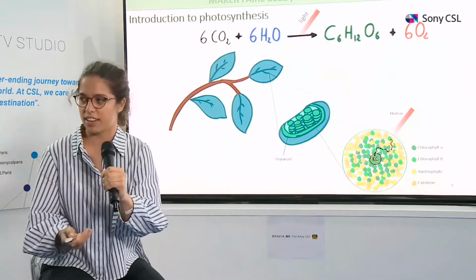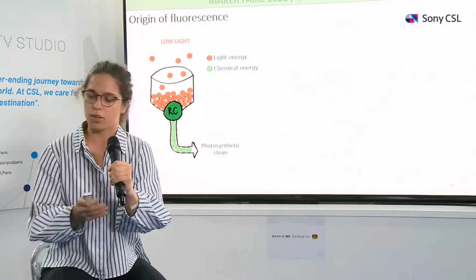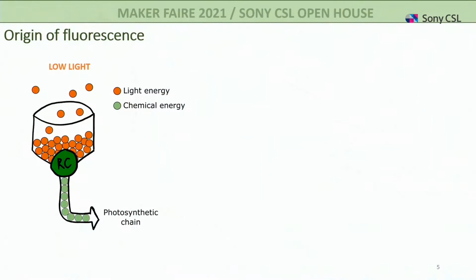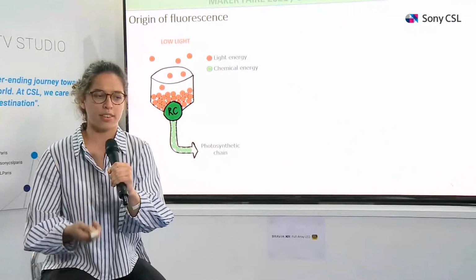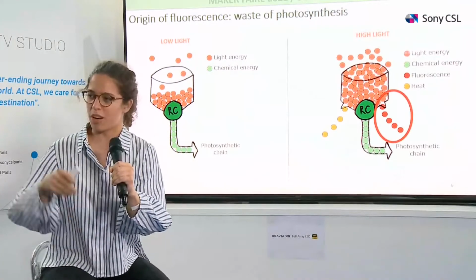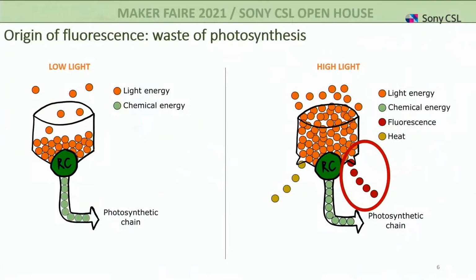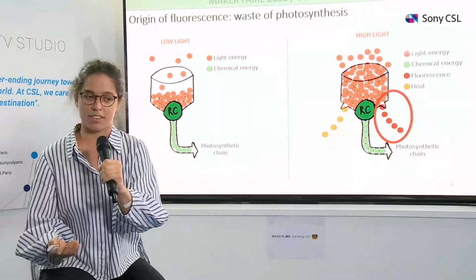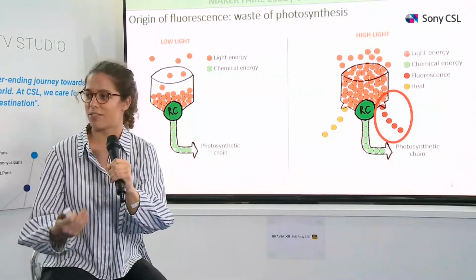However, the antenna cannot control how much energy they get. So if it's a morning, not too much sunlight, they capture a light energy that matches the capacity of photosynthesis. But when it's later in the day, at noon, you have full sunlight, and they receive too much energy. So to avoid damage, they release this energy through two processes, either heat or fluorescence. So that's really interesting for us because we can measure the light of fluorescence.